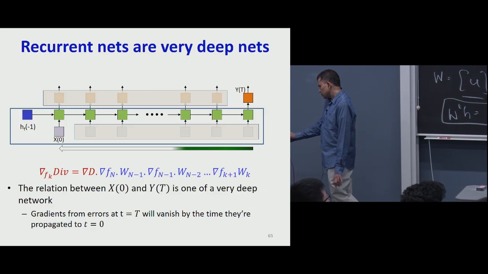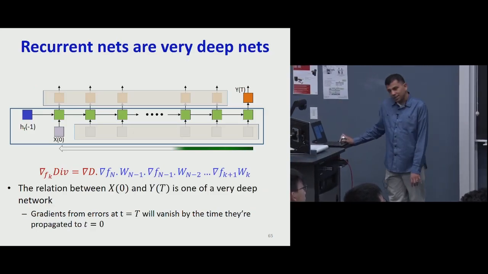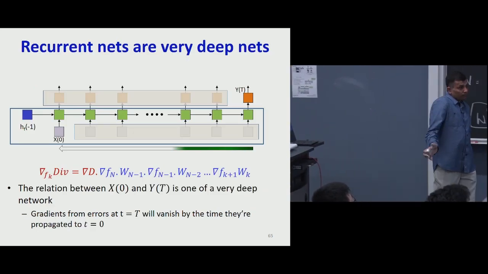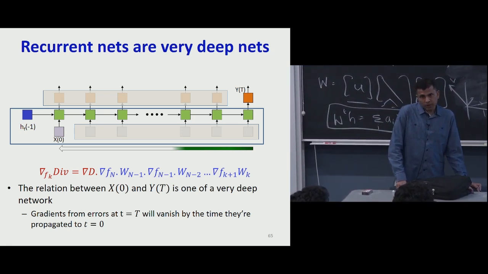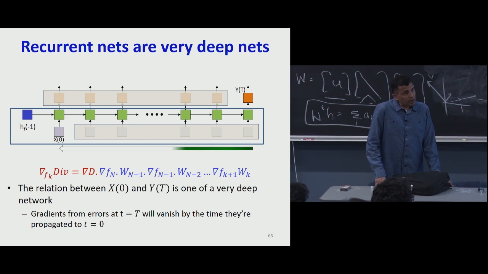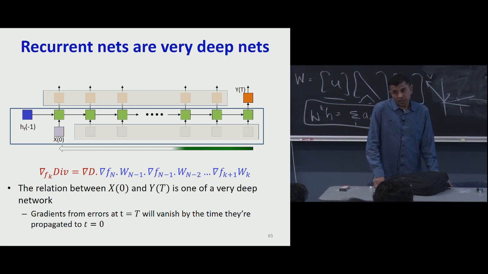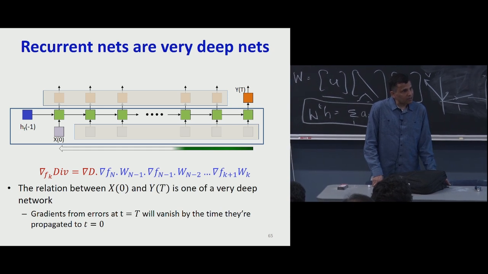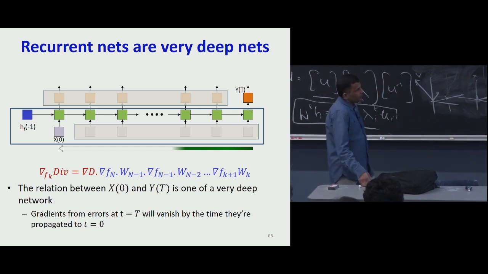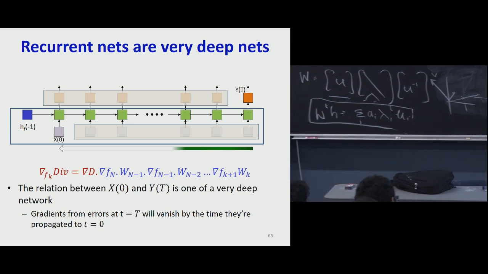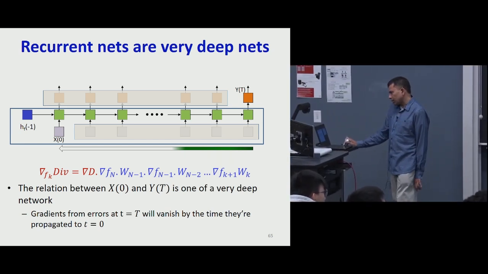So this means now recurrent networks are very deep networks. They're as deep as the input itself, which means if you want to actually learn how an input at time 0 affects an input at time t equals 20, because the gradients will vanish, you're not really going to be able to learn this, right? The deep networks also suffer from the vanishing gradient problem.